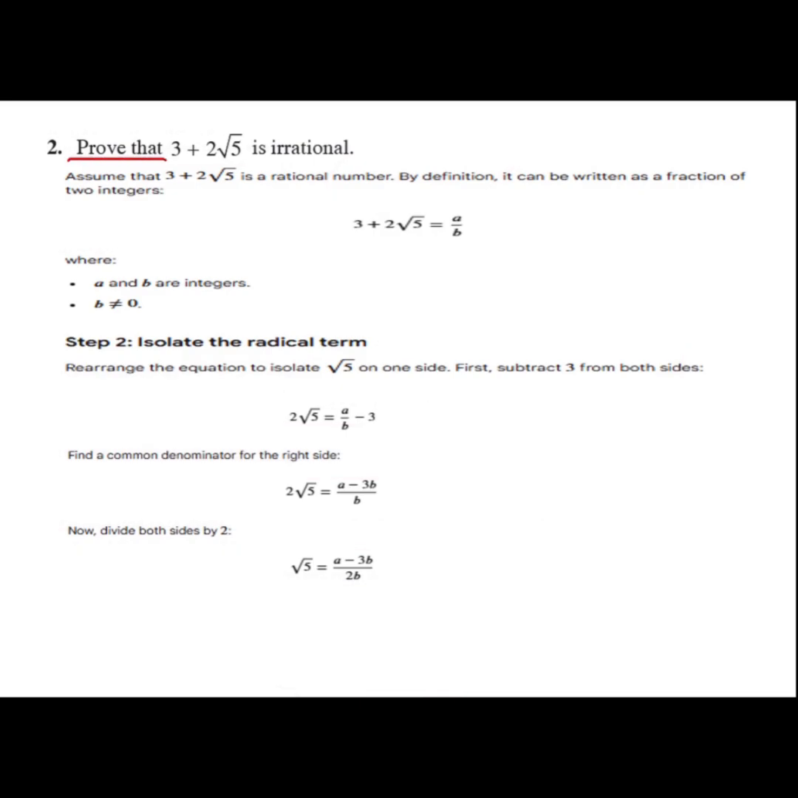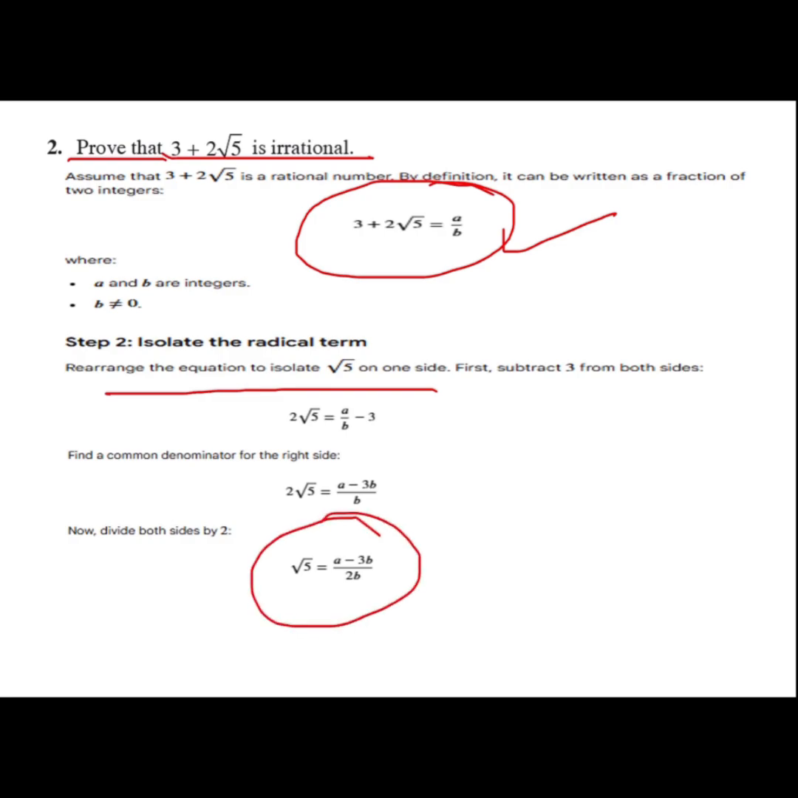Second question, prove that 3 plus 2 square root of 5 is irrational. First, assume 3 plus 2 square root of 5 is equal to a by b, and assume this is a rational number. Rearrange the equation to isolate square root of 5 on one side. This equation gives square root of 5 is equal to a minus 3b divided by 2b.